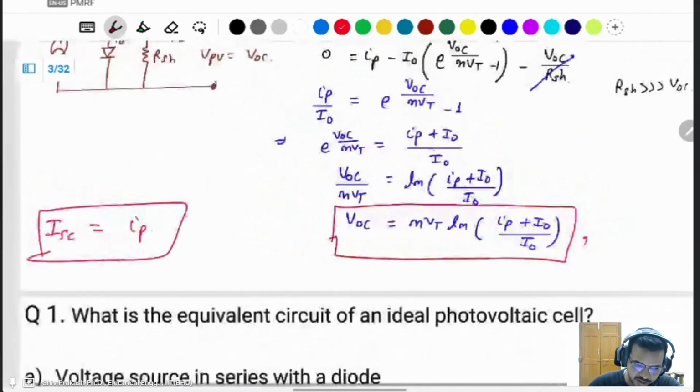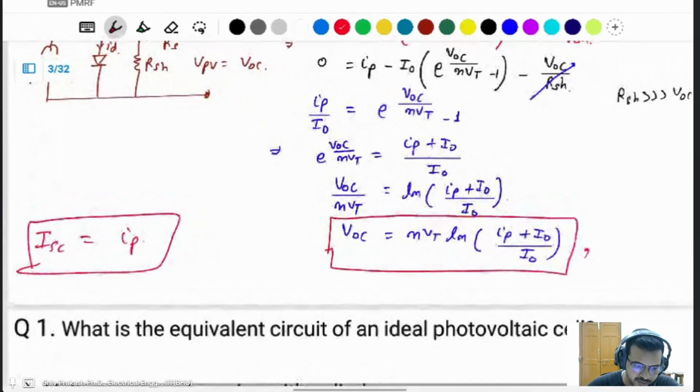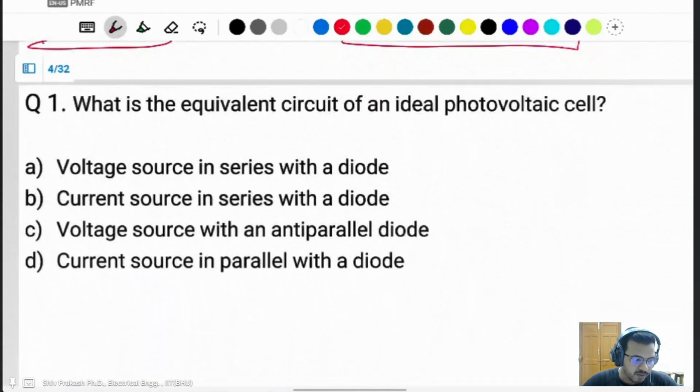Okay, fine. Let's go for some numericals and see what is being asked there. Question number one, I will take: what is the equivalent circuit of an ideal photovoltaic cell?